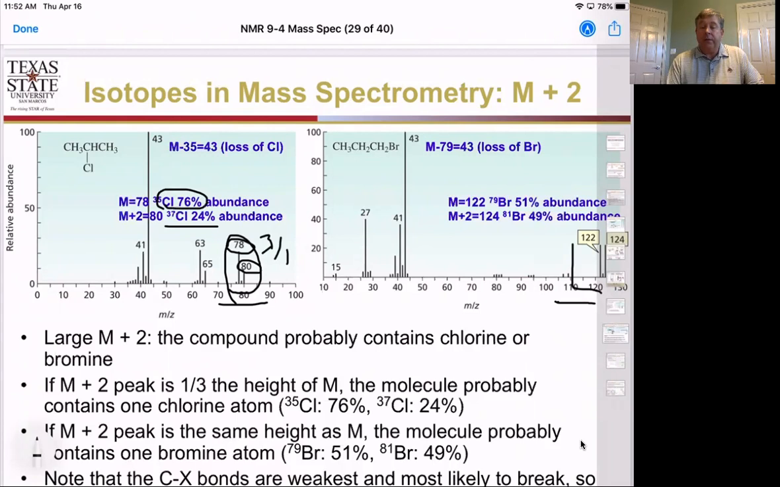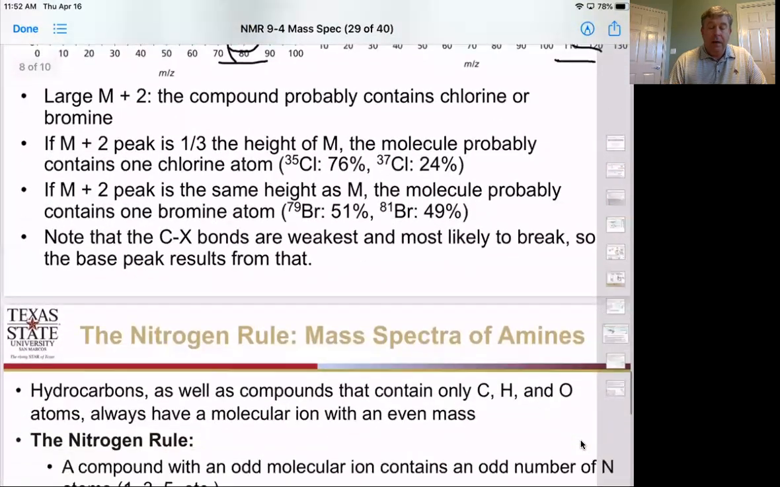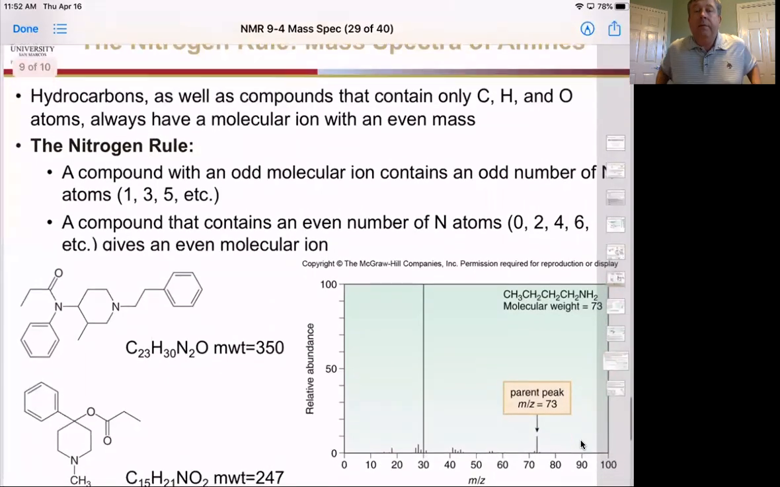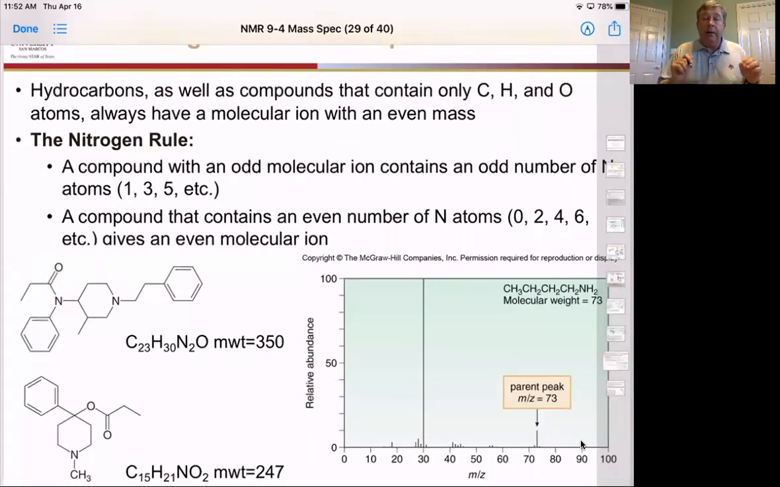Okay, so then there's also some interesting things we can do with the form of the nitrogen here. We have what we call the nitrogen rule. What that states is that compounds that only contain carbon, hydrogen, and oxygen will always have an even mass. But the nitrogen rule states that if you have one nitrogen in there, it will have an odd number in that molecular mass. So if you have an odd number of nitrogens in your compound, like 1, 3, or 5, you will have an odd molecular ion peak.